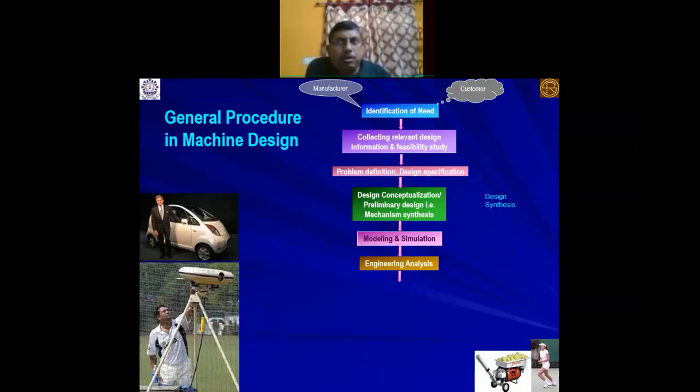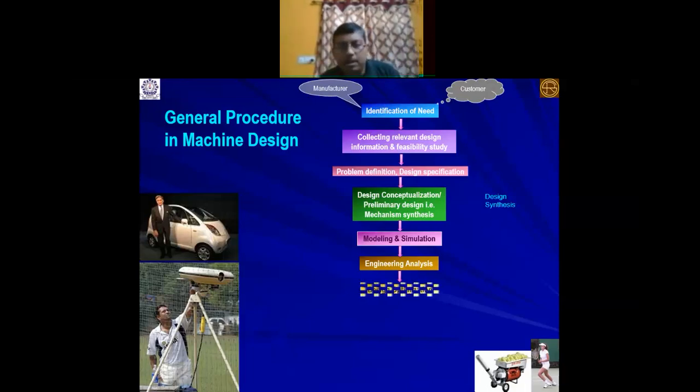So this is your engineering analysis using the finite element method. That is also a CAD tool. Using that CAD tool, you can do the stress analysis, you can do the vibration analysis, and this is the next step of your engineering mechanics. And what is the next step? Design optimization.